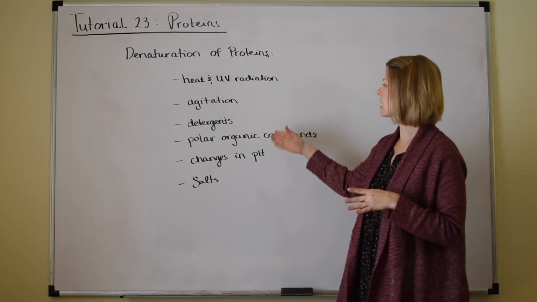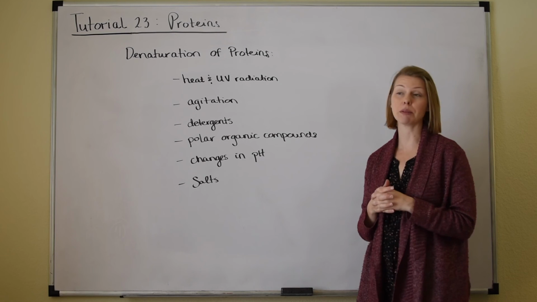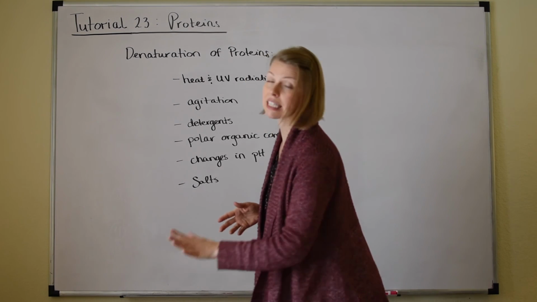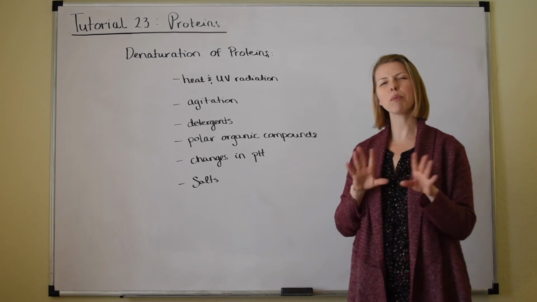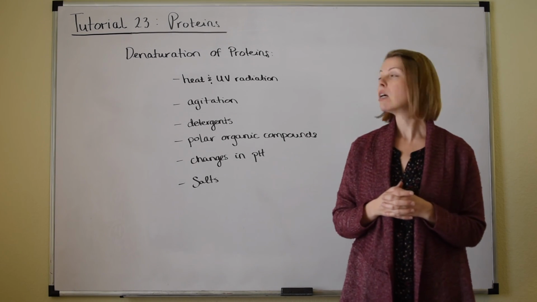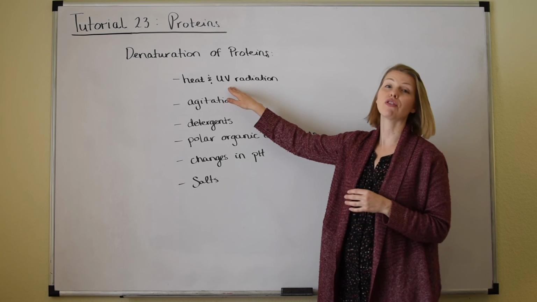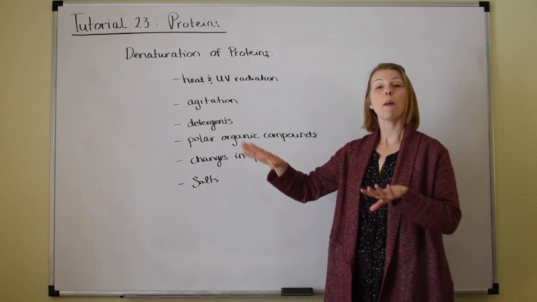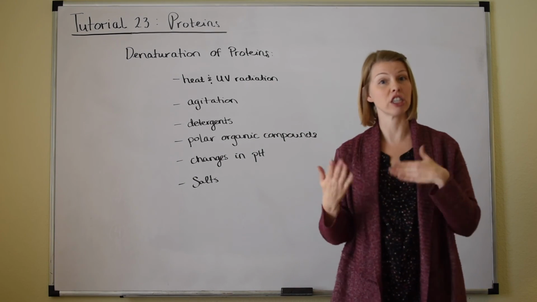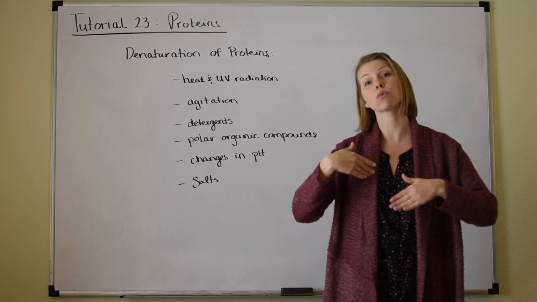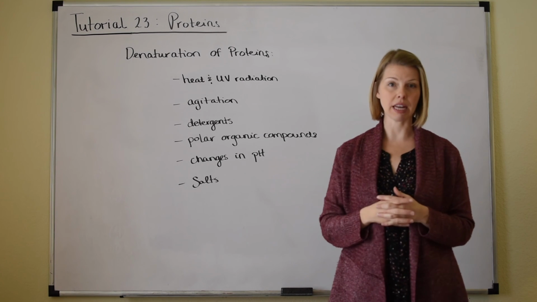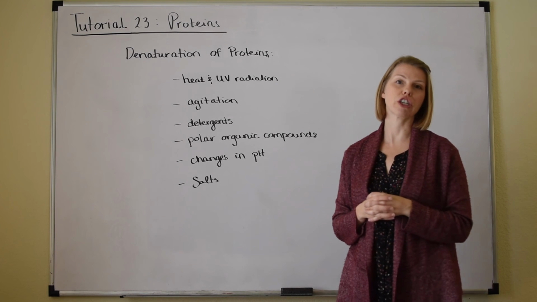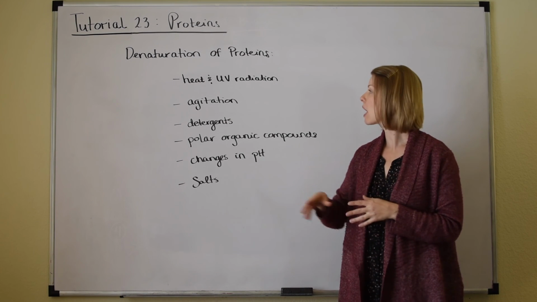So I've listed a few things that can cause a protein to become denatured up here on the board, and these are also listed on our last slide, slide 5 of the notes. And we'll just talk about each briefly. So first, heat and ultraviolet radiation. These can cause denaturization by increasing the kinetic energy of the protein chain and thus ripping apart the weaker intermolecular forces of attraction that are stabilizing the secondary, tertiary, and quaternary structures.